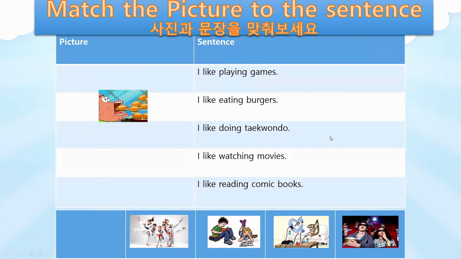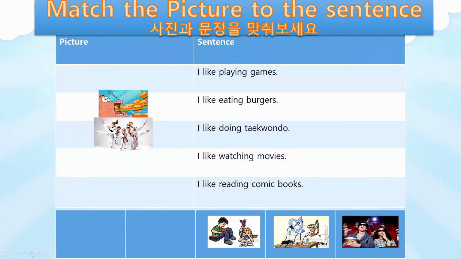Next, Taekwondo. So, I playing Taekwondo? No. It's I do Taekwondo. Okay? Do. So how do we make the sentence? I like doing Taekwondo. Okay, let's find that. Let's see, number one. I like playing video games. No, not that one. Let's go, we finished that one. I like doing Taekwondo. Yes. Taekwondo, boys and girls, can you go there, please? Oh, very good. Good job.